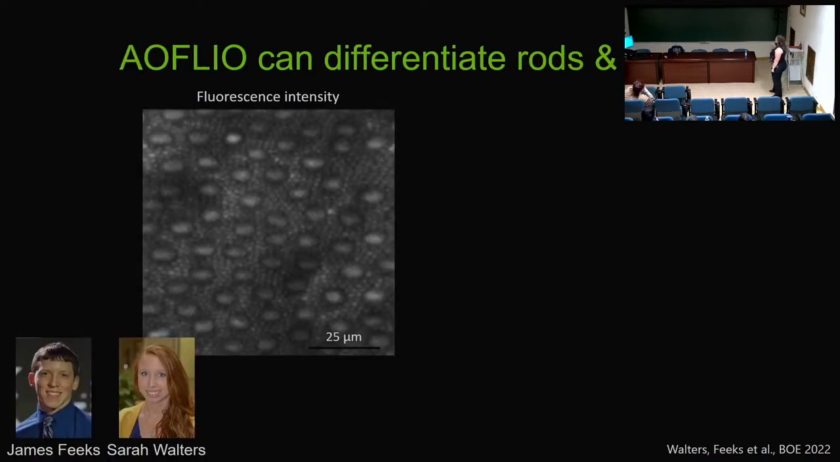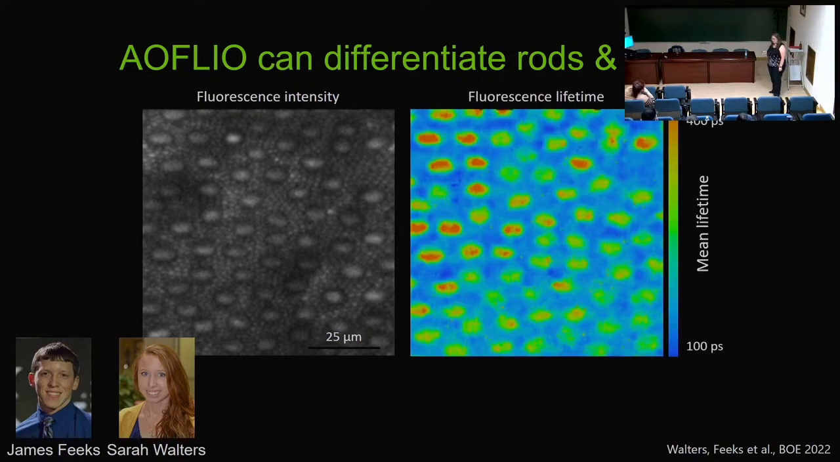Then 2 graduate students of mine, James Feeks and Sarah Walters, teamed up to start looking at whether we could apply fluorescence lifetime to the 2-photon fluorescence. On the left is, again, that fluorescence image of the rods and cones. When we did fluorescence lifetime, we were really surprised to see this beautiful differentiation between the rods and cones, with the cones having a longer fluorescence lifetime.